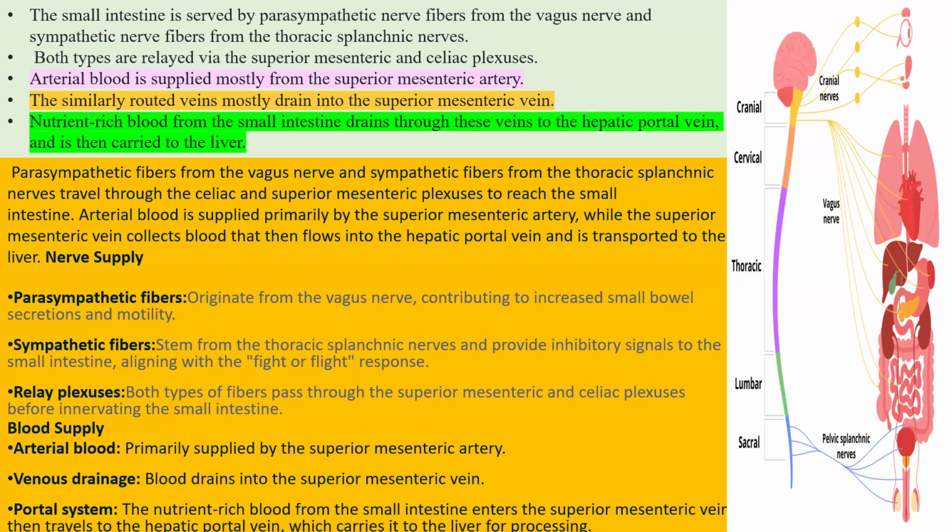In the portal system, the nutrient-rich blood from the small intestine enters the superior mesenteric vein, then travels to the hepatic portal vein, and it is carried to the liver for processing. Very important point: the nutrient-rich blood from the small intestine enters the superior mesenteric vein, which is the venous drainage, and then travels to the hepatic portal vein to the liver for further processing.